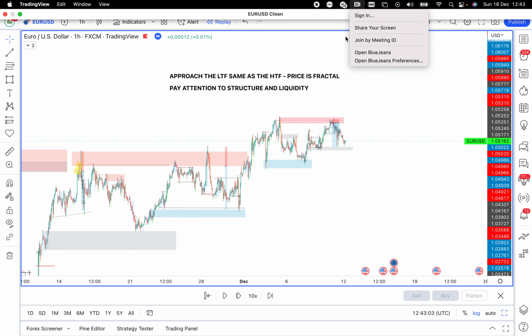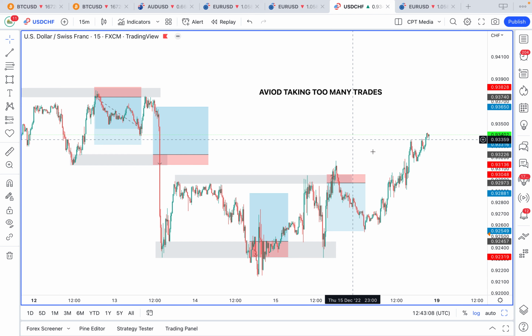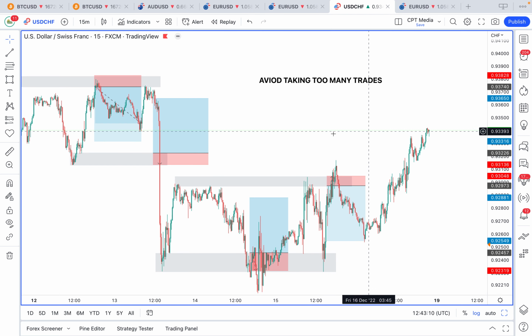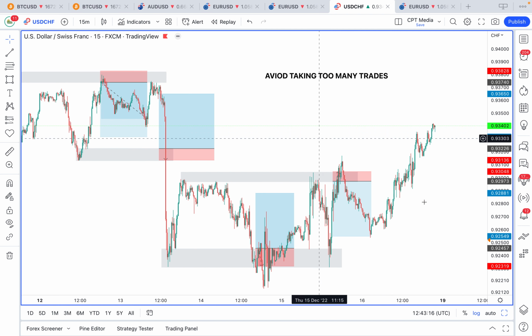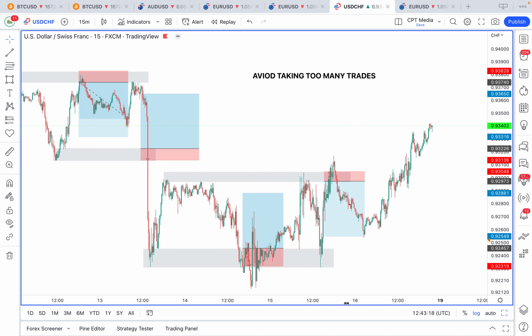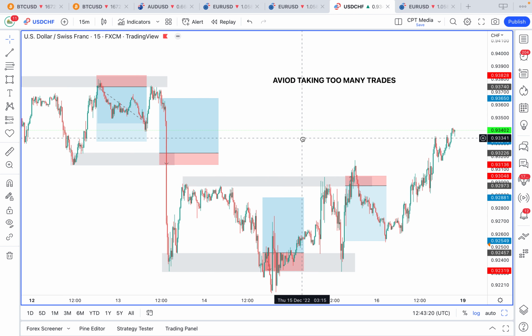avoid taking too many trades. Now, the reason why I say this is because it comes back to the characteristics I mentioned in the beginning. On the lower time frame, you see a lot of manipulation taking place. So if you're going to execute on the lower time frames, execute based off your higher time frame narrative. Execute when you see price come to a daily or 4 hour or even a 1 hour important POI.